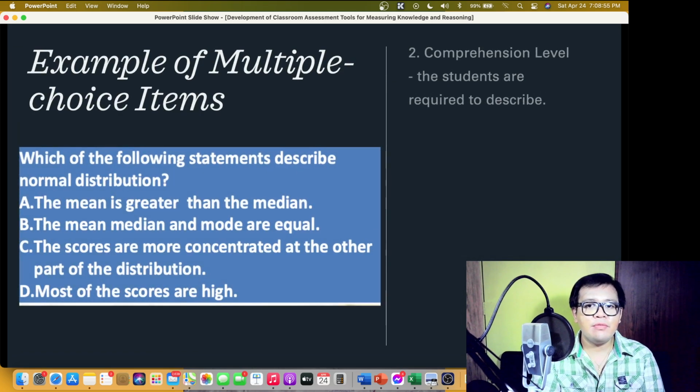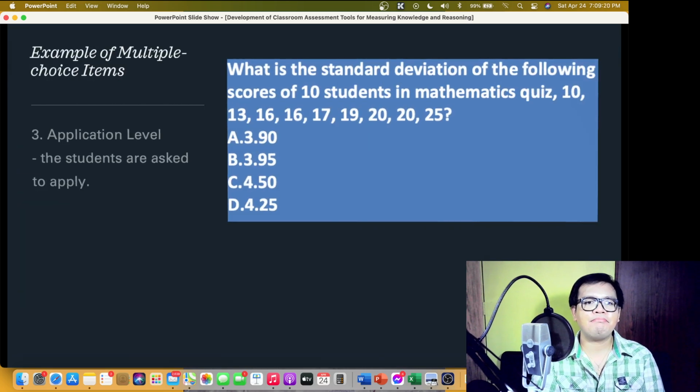So another example of a multiple choice item, it should have comprehension level and students are required to describe. So say for example, you are creating this question: which of the following items describe normal distribution? Letter A, mean is greater than median. B, the mean, median, and mode are equal. C, the scores are more concentrated at the other parts of the distribution. And lastly, D, most of the scores are high.